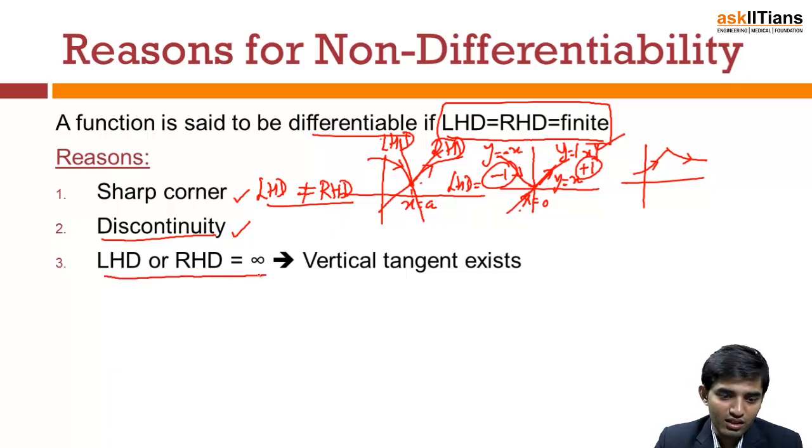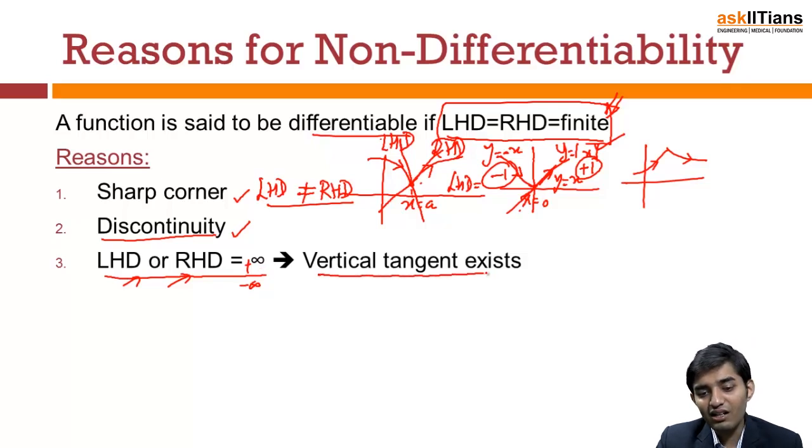The third and last reason is if LHD or RHD goes to infinity. I have repeatedly said that LHD equal to RHD should be equal to a finite quantity. If it is going to plus infinity or minus infinity, then we say that the function is non-derivable. If any one of LHD or RHD, or even both, goes to infinity or minus infinity, then the function will be non-derivable, and in those cases we can say that a vertical tangent exists.